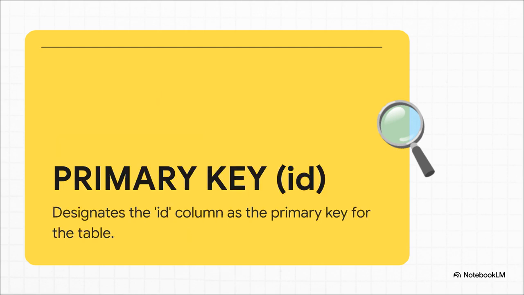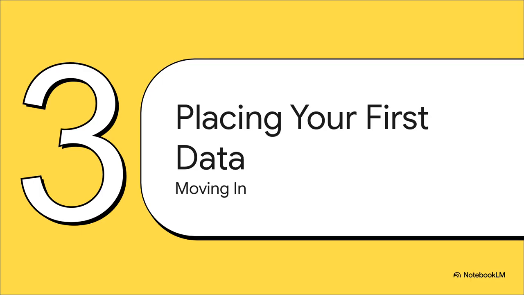And finally, this line. We already made our ID column count up on its own, but this command makes it official. Primary key ID declares that the ID column is the one true ultimate identifier for every single row in our table. It is the master key. All right, our blueprint is complete and the house is built. The foundation's solid, the walls are up, the rooms are all defined. Now it's time for the fun part, moving in our first piece of furniture, our very first row of data.